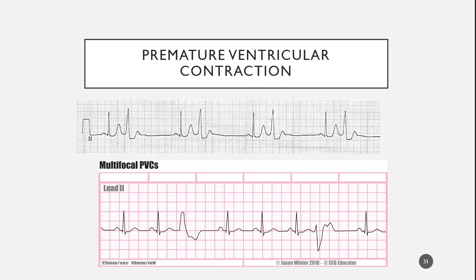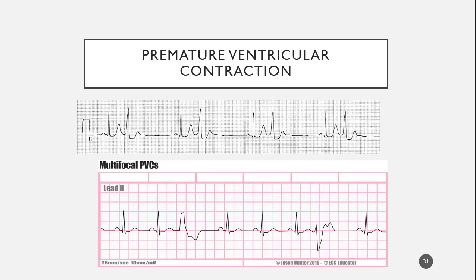All right? Now, when we are looking at PVCs, they can come in what are known as unifocal PVCs or multifocal PVCs. So let's take a look at this one right here for a little bit.